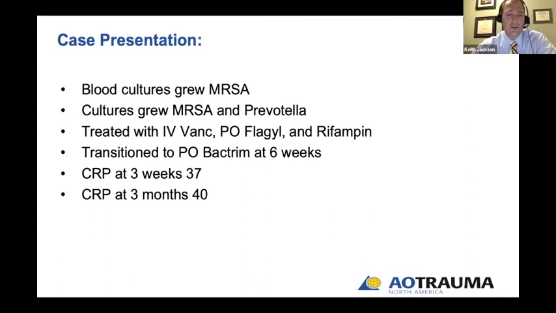She was transitioned to IV vancomycin, Flagyl, and rifampin for a total of 6 weeks, and then transitioned to oral Bactrim. And her CRP initially responded. It went from 281 to 37 at 3 weeks. Unfortunately, 3 months into the course of antibiotics, it remained elevated at 40.